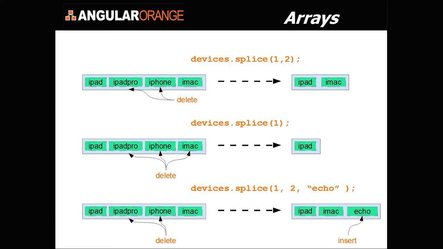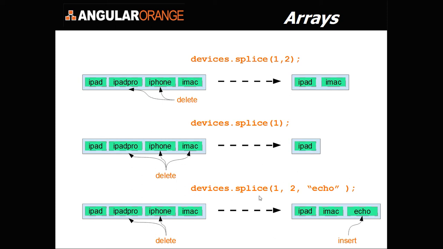Okay, so let's see pictorially what this means. So notice there's no gap. Everything collapses, right? So if you have a devices array and you did a splice on 1 and 2, it would take index 1 and index 2, remove them, and give you this resulting array with iPad and iMac. If you did a splice on just 1 with the original array, it would remove the first index and everything after it. So it'll give you iPad.